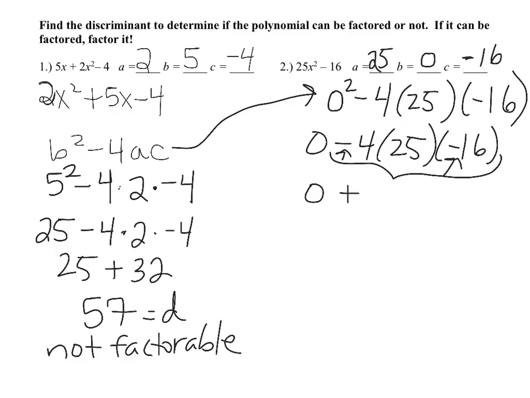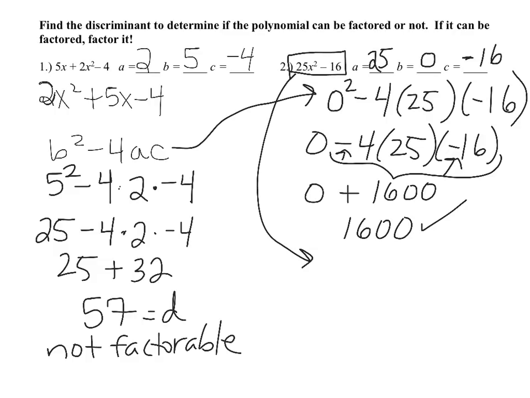And 4 times 25 is 100, and 100 times 16 is 1600. So it's 0 plus 1600, which just leaves me with 1600. Now 1600 is a perfect square. Since this is a perfect square, we know that this polynomial right here is factorable. So if this is a perfect square, then we are actually going to try to factor 25x squared minus 16.